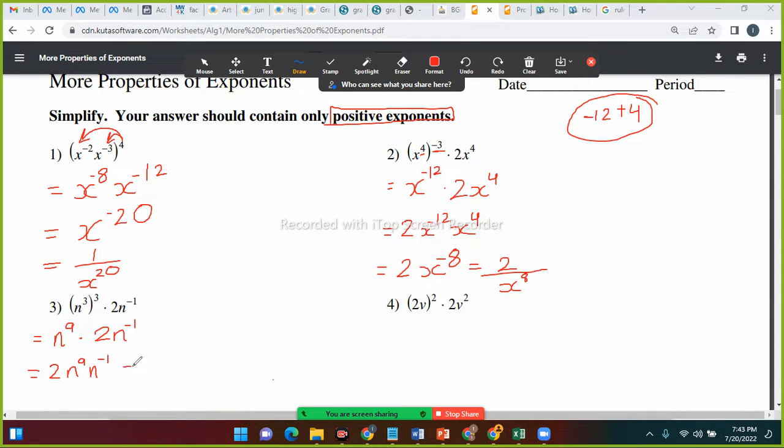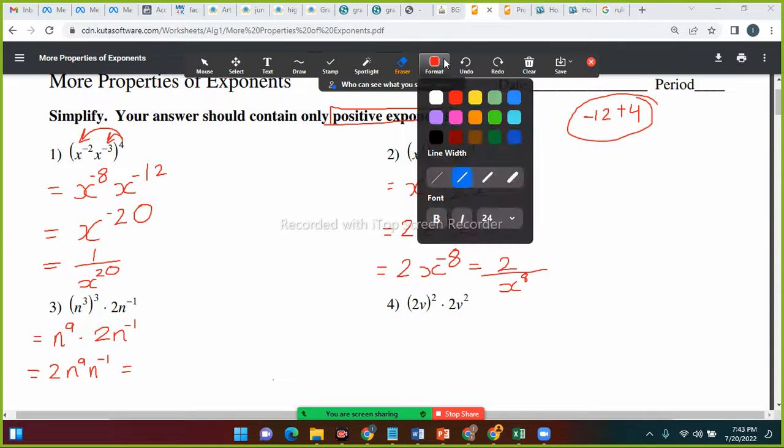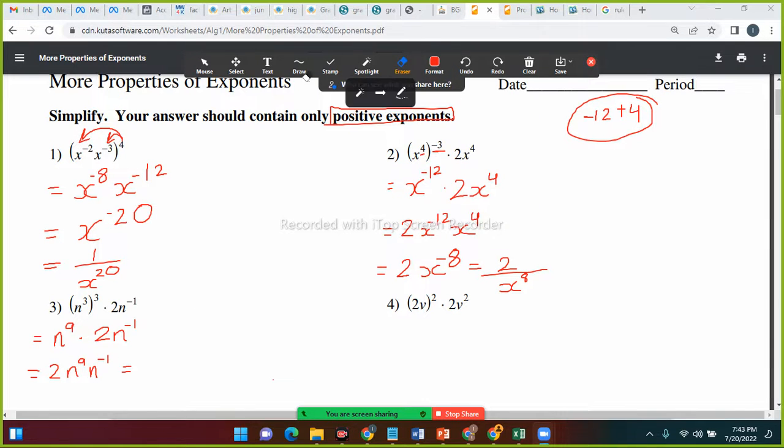And this is going to be equal to 2n to the power of 9. Oh, my apologies. Let's remember that this is 9 plus negative 1, which is going to be 8. So there's going to be 2n to the power of 8.